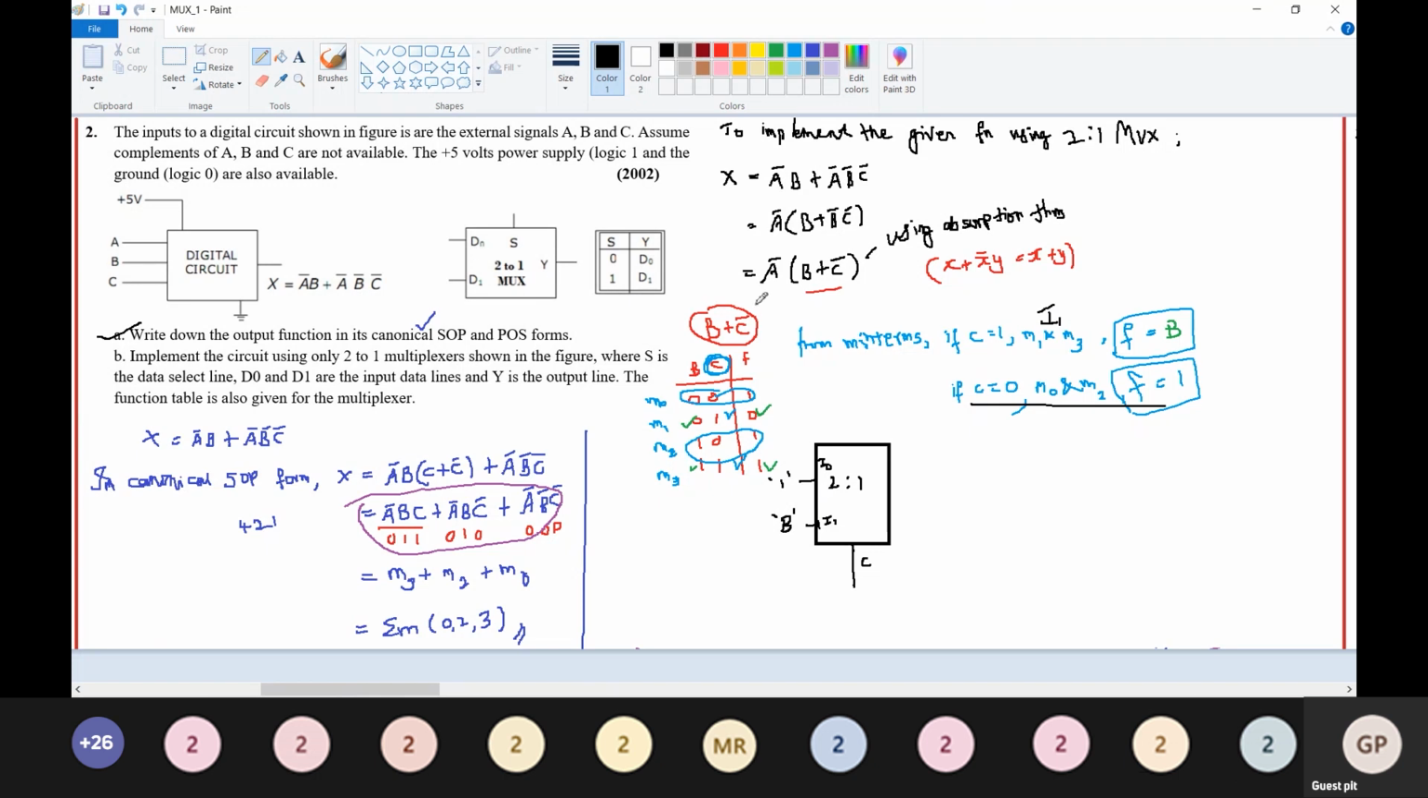Now we have to complete this A dash also. So this expression is nothing but B plus C dash, into A dash, with another 2:1 mux.